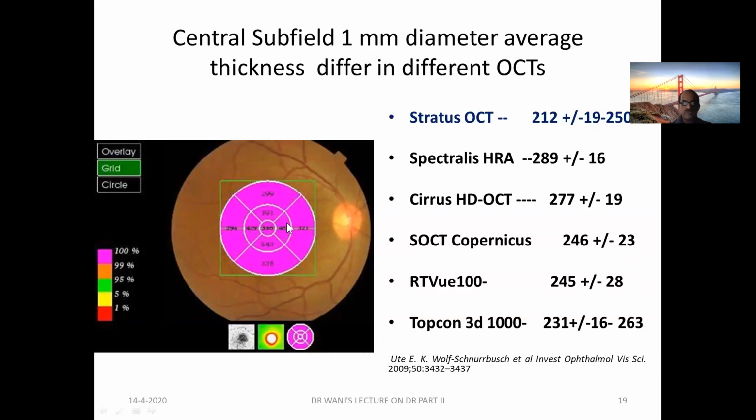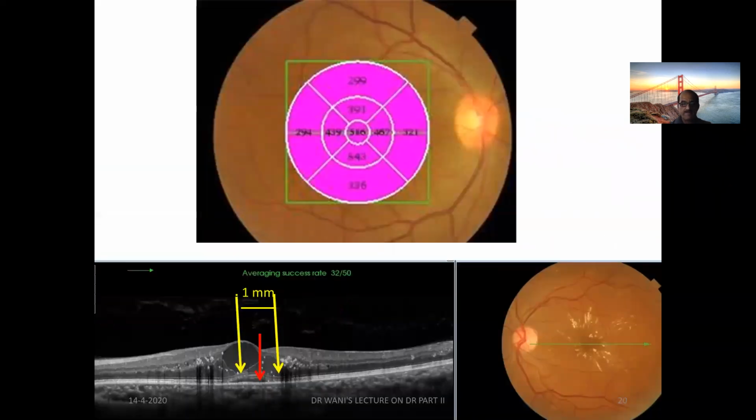How do you get 250 micron in the studies? This is a Stratus OCT, what they were using. The normal average was 212 with a standard deviation of 19. So if you take 2 standard deviations, it becomes 250. So anything above 250, they say that it is abnormal. But if you see other machines, there are different values. So you have to calculate the value for your machine, whatever machine you are using in your hospital.